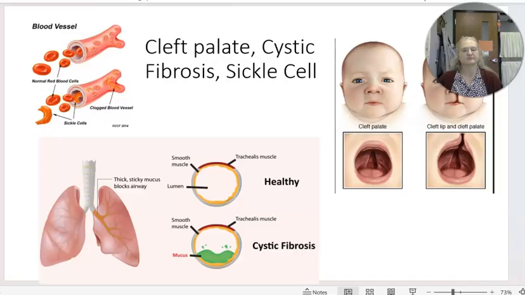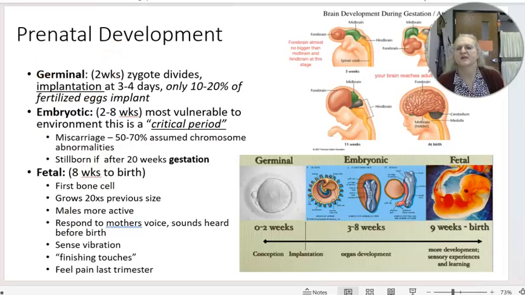So it is evolutionarily advantageous if you're from a part of the world where there's more malaria to have sickle cell. Yeah, that's pretty much what that means.